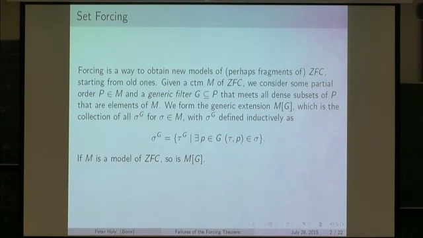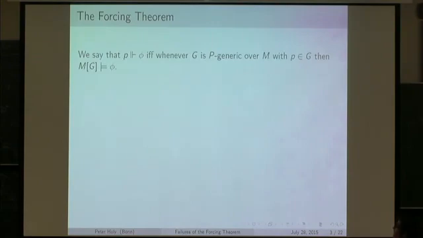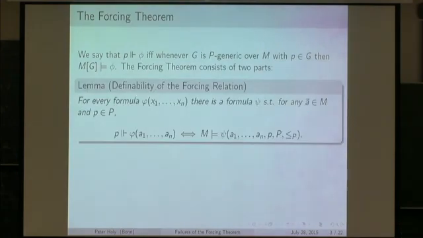And so if we start with a model of ZFC, we know that the generic extension M[G] is a model of ZFC again. And the forcing theorem holds for all set forcing. So what does the forcing theorem say? Let me start with a definition first. We say that P forces a statement phi if and only if whenever G is a generic for the forcing P over the model M, and P is a condition in the generic, then the generic extension M[G] satisfies this statement phi. And so the forcing theorem consists of two parts.